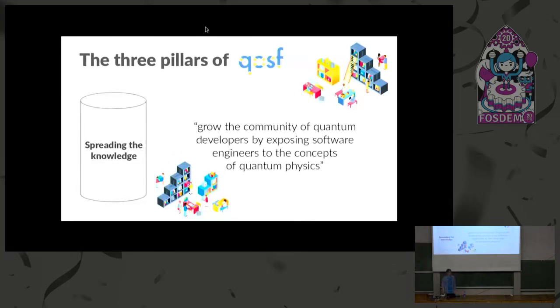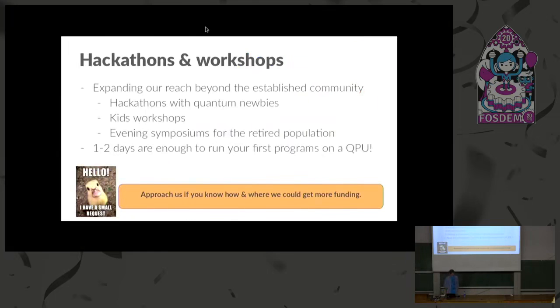The second pillar is spreading the knowledge. This one is very much about outreach and education. One of the things that we're doing is hackathons and workshops. We did a workshop together with CERN that I will be talking about in a second, but the goal is also to widen the community by not just doing hackathons and workshops for PhDs in quantum info, but actually for people that are new to the field. So that means hackathons with quantum newbies.